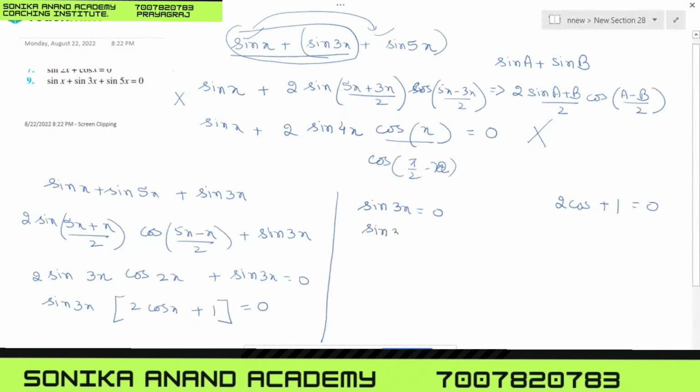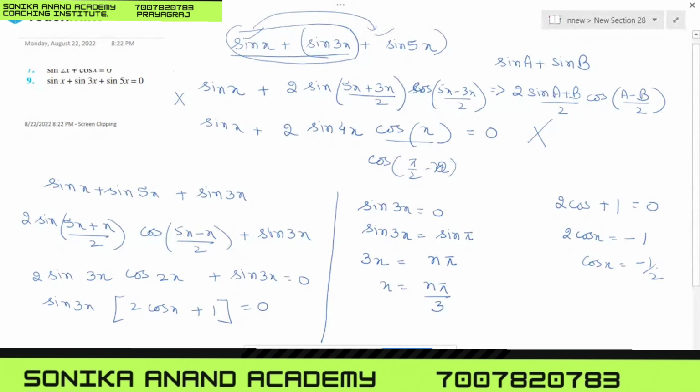Now sine 3x becomes sine 5. So 3x is equal to what do we write? n pi. So x is equal to n pi by 3. Now cos x is equal to minus 1 by 2. Now you find the values.